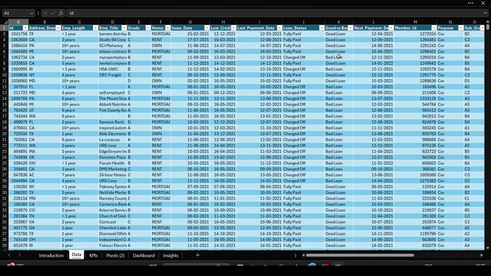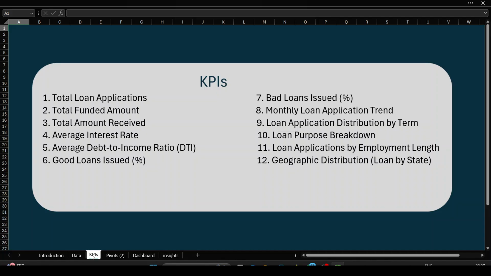So, to get a clear understanding of the bank loan performance, I have identified a set of key performance indicators. Here they are. These KPIs provide a quick and accurate summary of the most important aspects of lending, such as how many applications were received, how much amount was funded, the overall quality of loans issued, and the credit risk profile of borrowers. These metrics help in assessing financial performance, risk level, and operational efficiency at a glance.